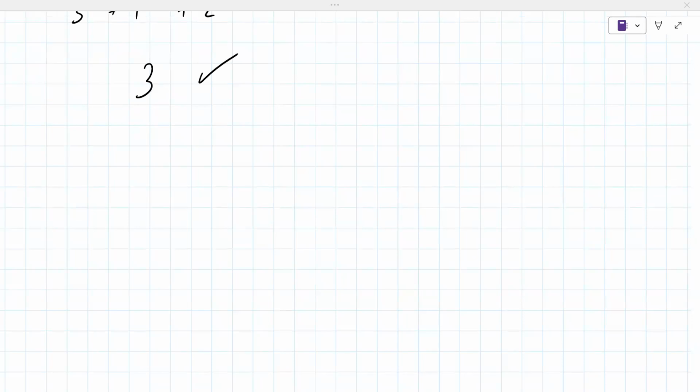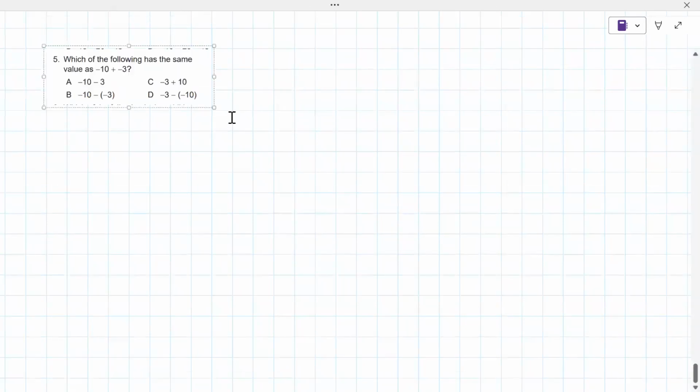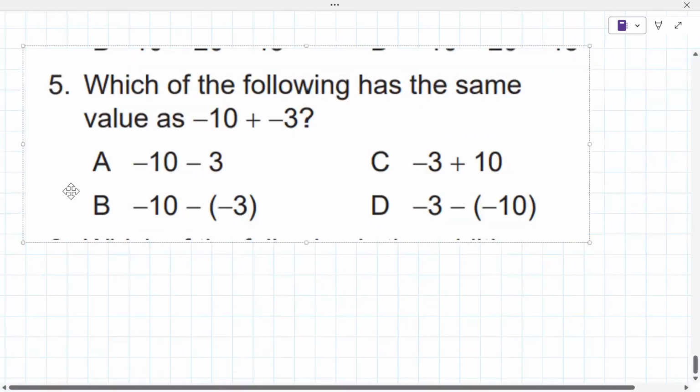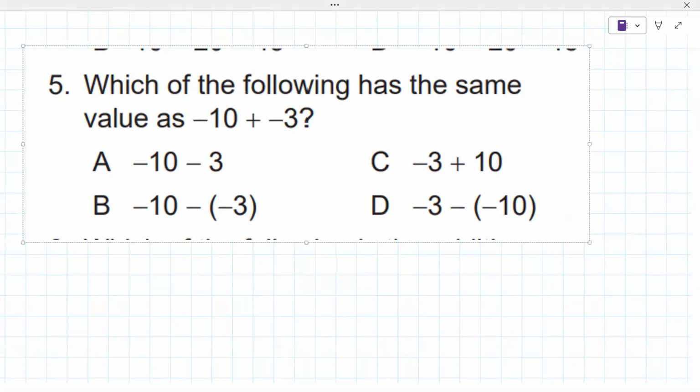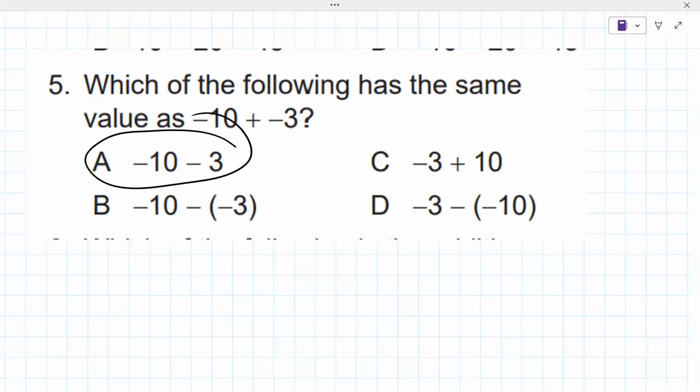So let's do another one of these problems from this quiz, now that we've talked about what to do with the double negative. So here is the question. It says, which of the following has the same value as minus 10 plus negative 3? So the first thing is to actually figure out what that is, and then to evaluate each of these until you get the one that's the same as this. A. Is A, yes. Good. Okay. So we're doing good on that. Really got that down.